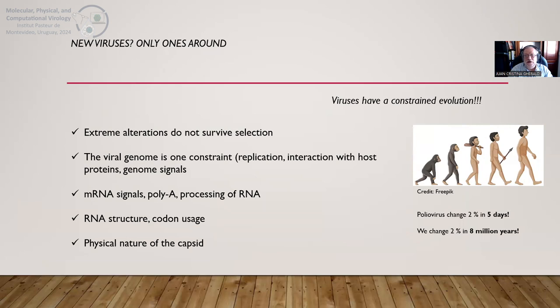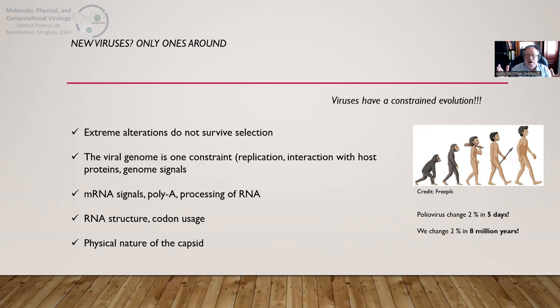So now, for instance, in the pandemic, when our Chinese colleagues put out the first sequence of SARS-CoV-2, we knew in that moment it was a coronavirus. So coronavirus, the family, and it was such a strange thing coming from somewhere. It was not the first coronavirus that we knew, not in animals, not in humans. Okay, so there is a limit, and there is a constraint in evolution.